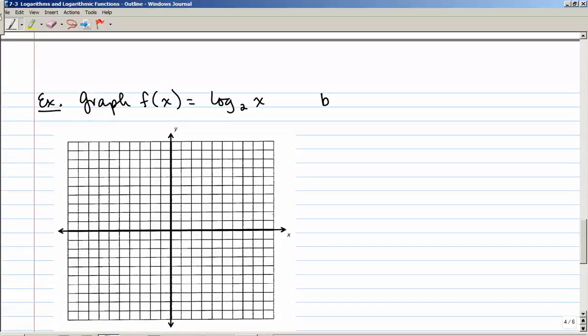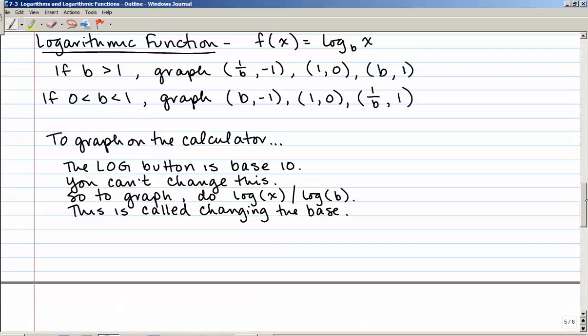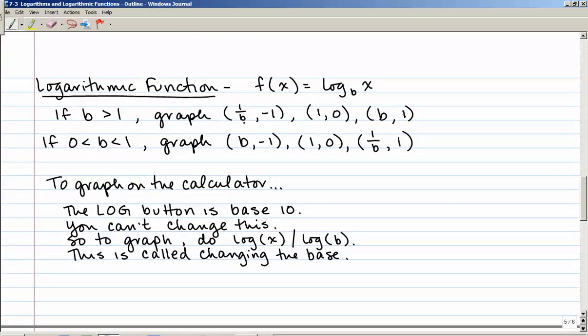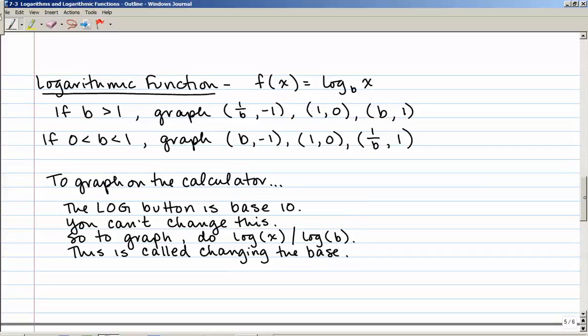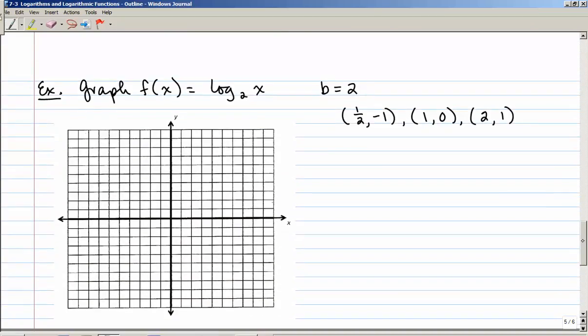Since my base is 2, and that's greater than 1, I'm going to graph the points 1/2, comma negative 1, 1 comma 0, and 2 comma 1. And I got that from the little chart I had at the top of this page. If b is greater than 1, graph these points. So that's going to make my graphing very easy.